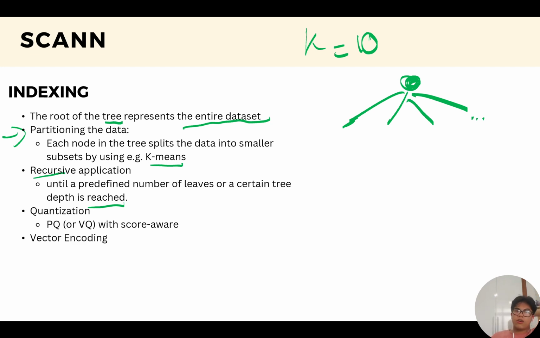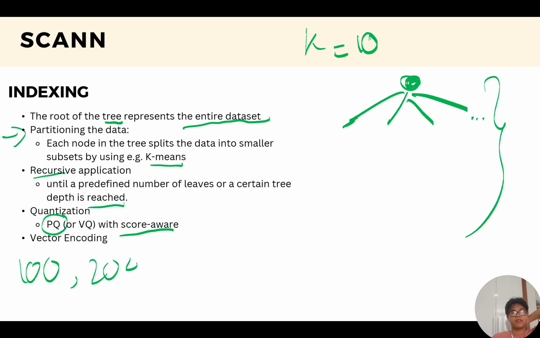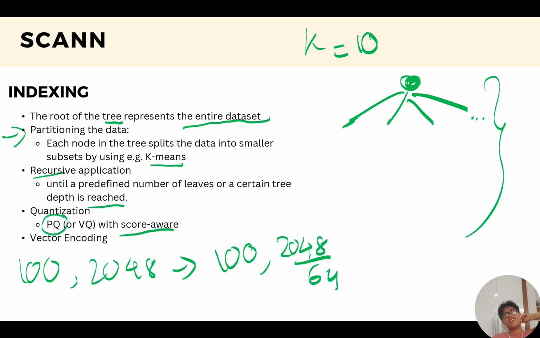Okay, so we apply product quantization with score-aware loss to our tree. We perform vector encoding, which means we will transform this dimension to this dimension. For example, if we choose the hyperparameter subspace, it is 64.